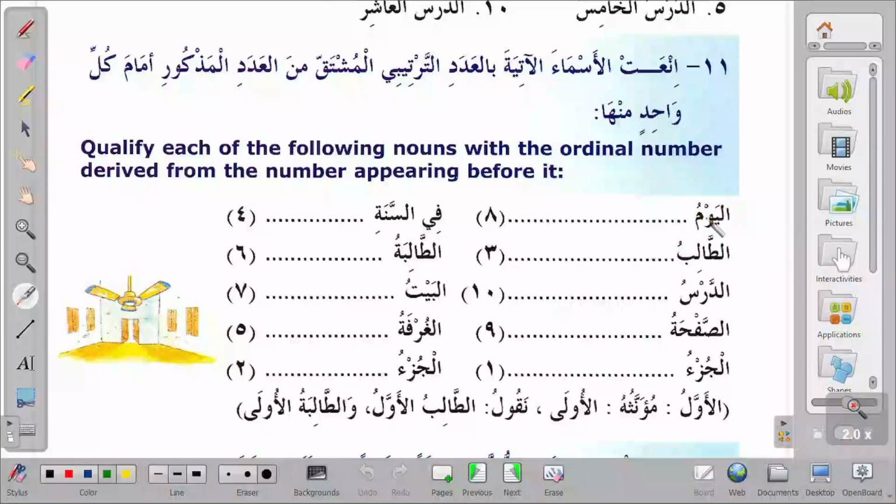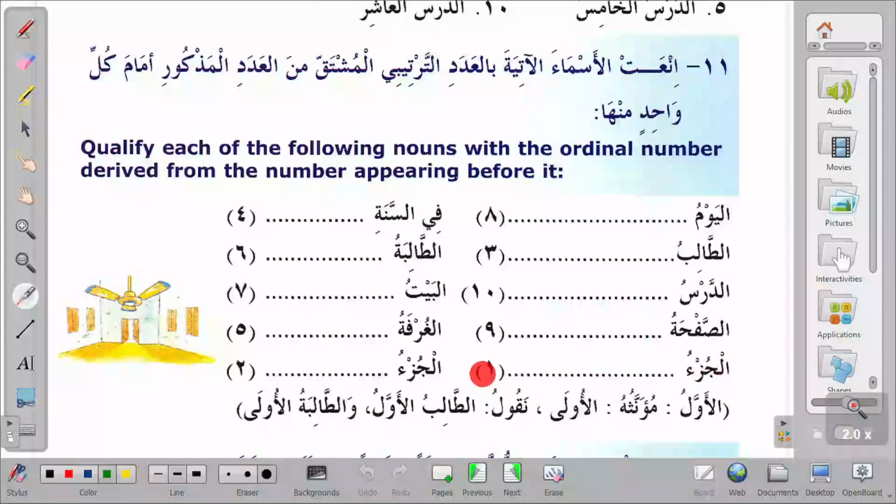Here will be what? Based on what we have just talked about, it will be al-yawm as-saminu, right? Then here will be at-talibu as-salisu, right? And then here will be ad-darsu al-ashiru. And then here will be as-safhatu tasi'atu. You have to be careful because this is feminine. You can see the ta marbuta, so the number should be feminine. So as-safhatu tasi'atu. Then we have here the juz, the first juz.